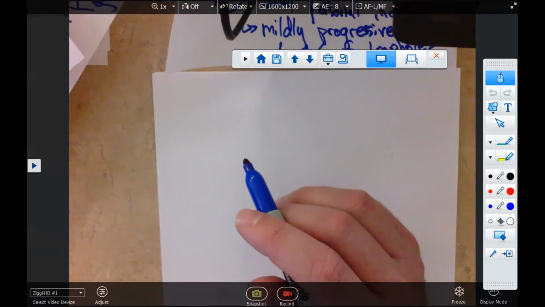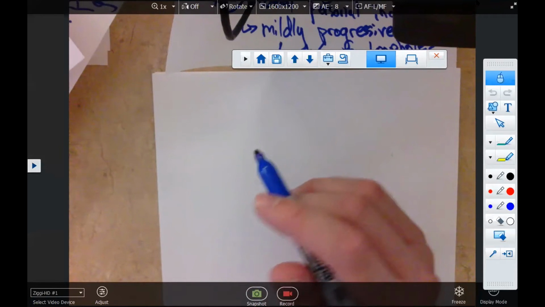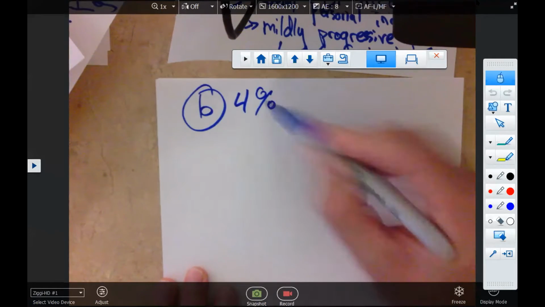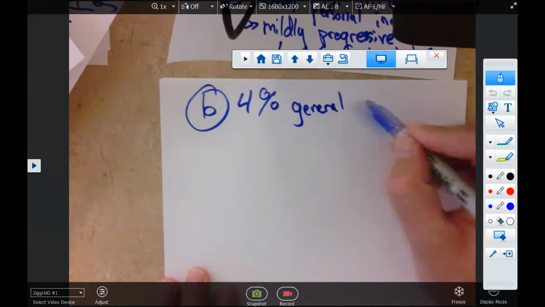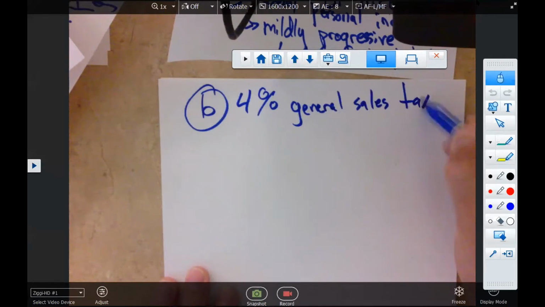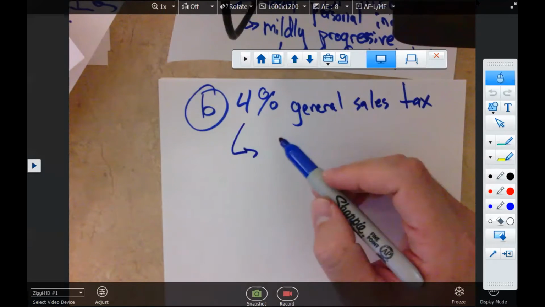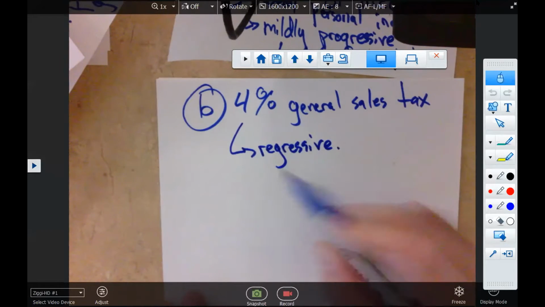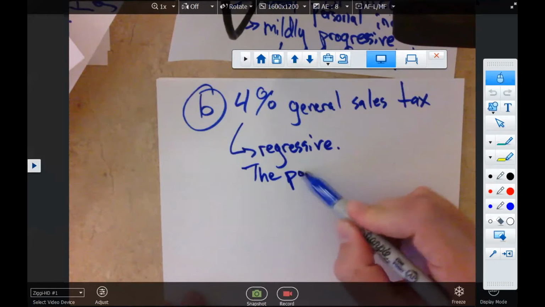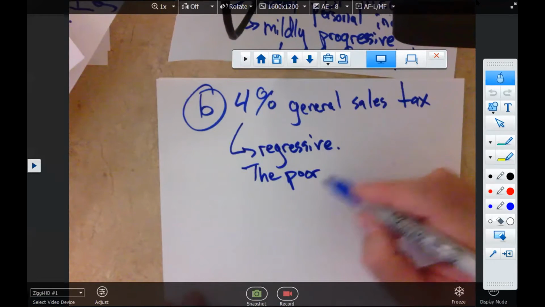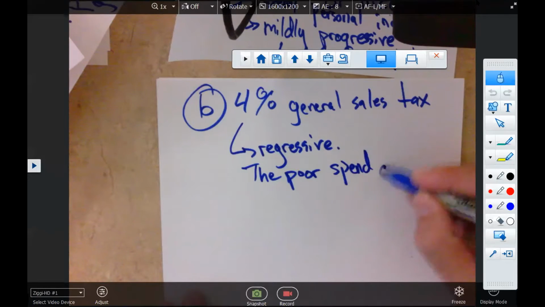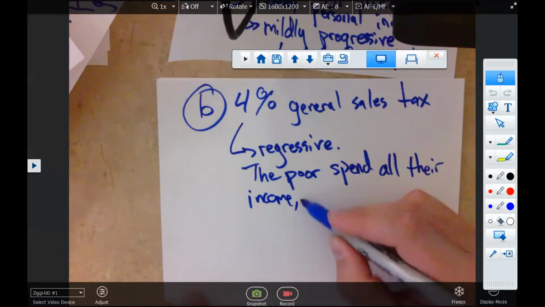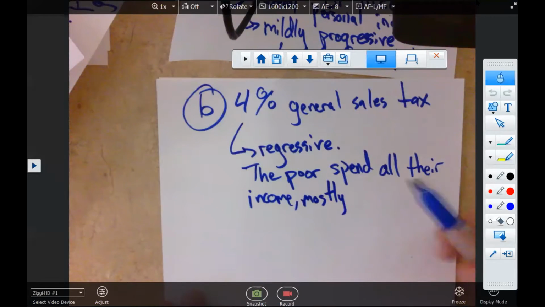What about the 4% general sales tax? I already told you about this, so you already know. This is regressive. Why? The poor spend all their income mostly on commodities that are subject to sales tax.